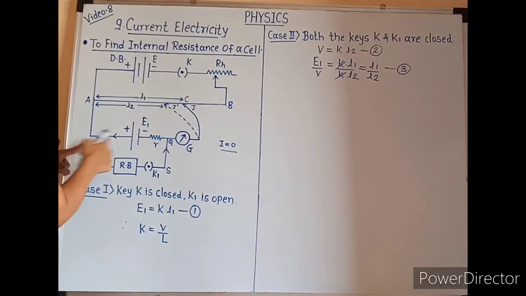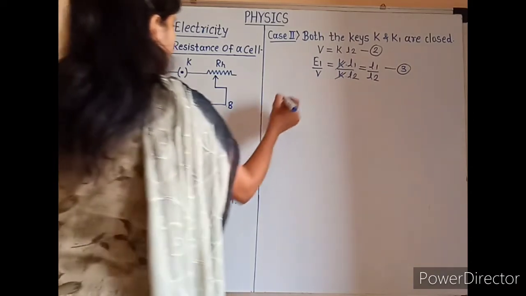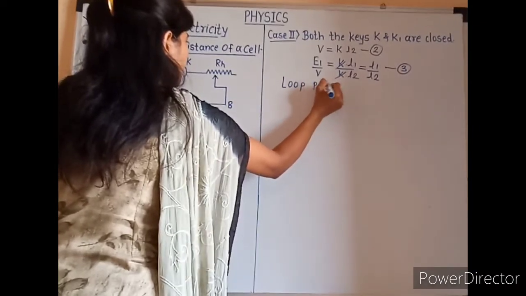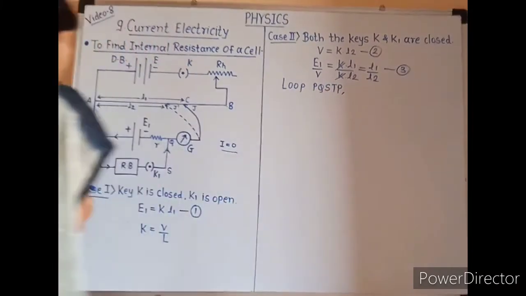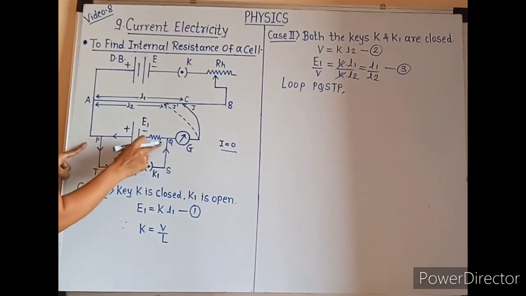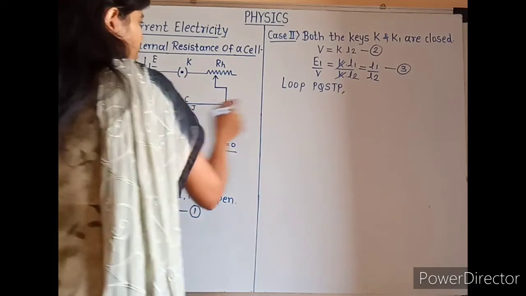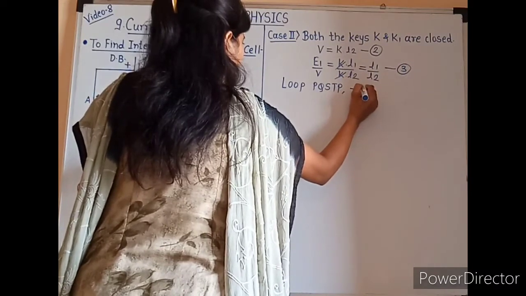Now consider the loop P, Q, S, T, P. For this loop, we apply Kirchhoff's second law, that is the voltage law. The EMF of the source becomes negative because we are tracing it from the positive terminal to the negative terminal. Hence the first term is minus E1.